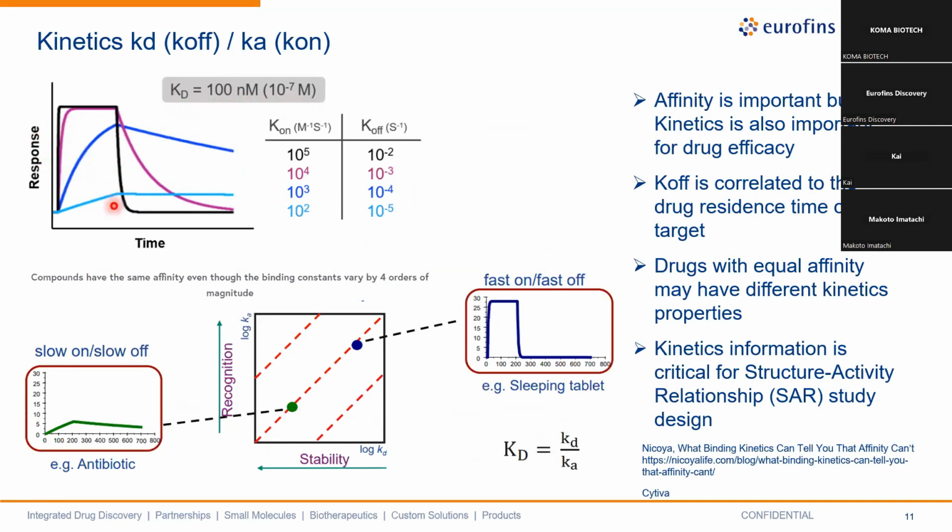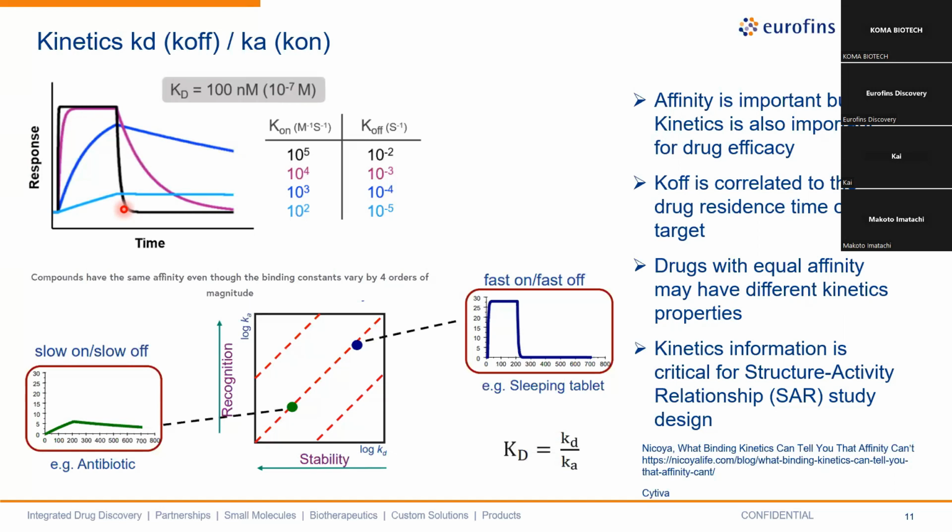But for these four different drugs, they have very different on rates and off rates. You can see this one is fast on, there's slow on, slow off, and fast on, fast off. Very different, but they all have the same affinity. So if you only get the affinity information, you cannot differentiate these four drugs, so you don't have enough information to see whether these drugs have different kinetic behavior.